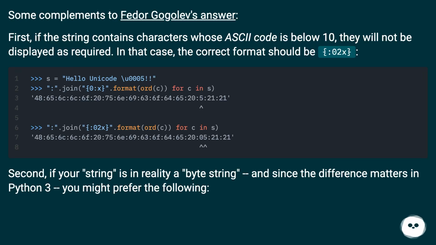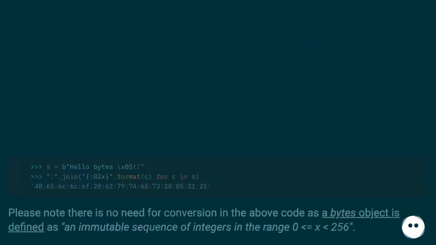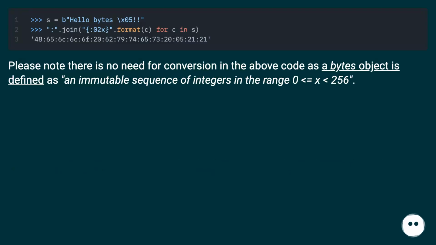Second, if your string is in reality a byte string, and since the difference matters in Python 3, you might prefer the following. Please note there is no need for conversion in the above code, as a bytes object is defined as an immutable sequence of integers in the range 0 <= x < 256.